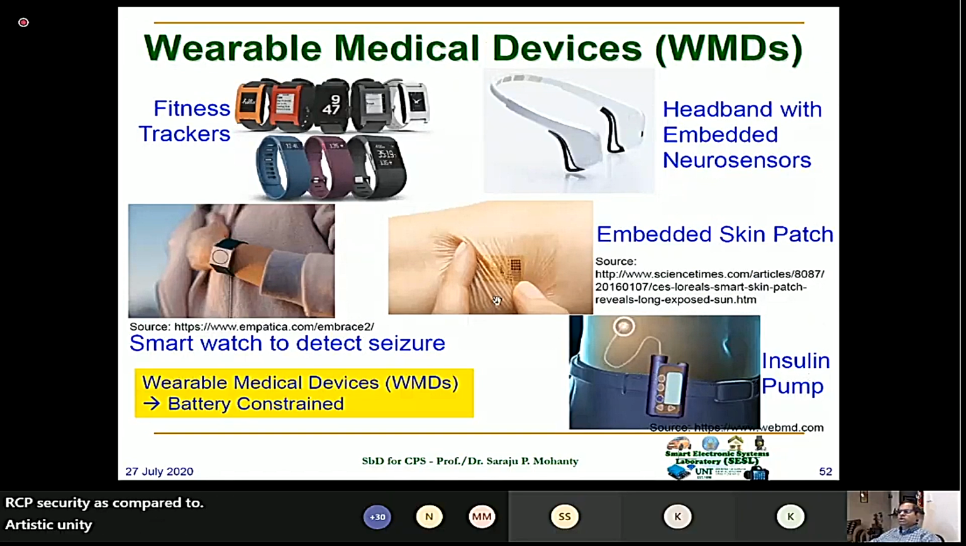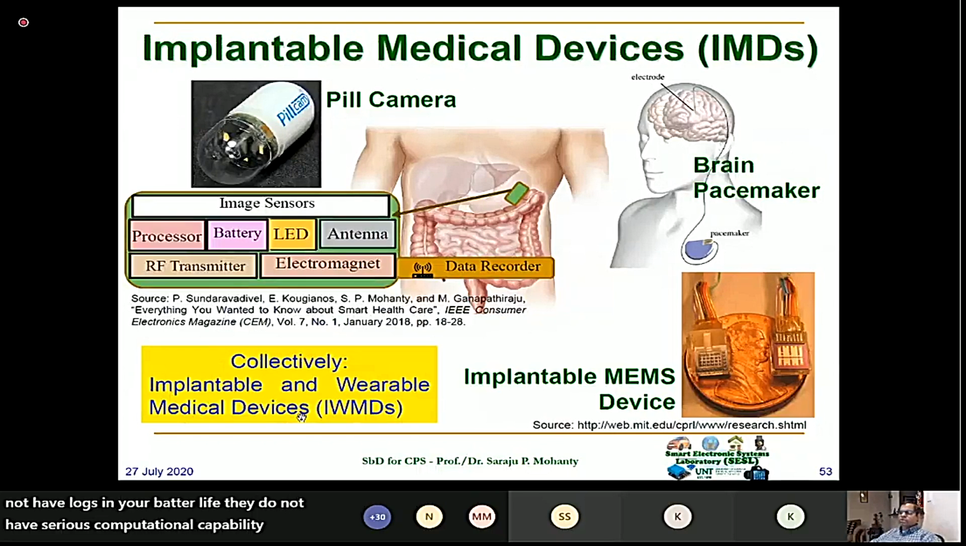Now here, for example, in wearables, let us say somebody is hacking the insulin pump and controlling the dosage, or somebody is misleading the physiological data that a sensor should get. Those are serious problems. And these devices have serious problems of battery and computational capability. They do not have the luxury of battery life, and they do not have serious computational capability. A much more serious problem is implantables. Let's say this is a brain pacemaker or a heart pacemaker. All these are implantable, and they have limited battery life.